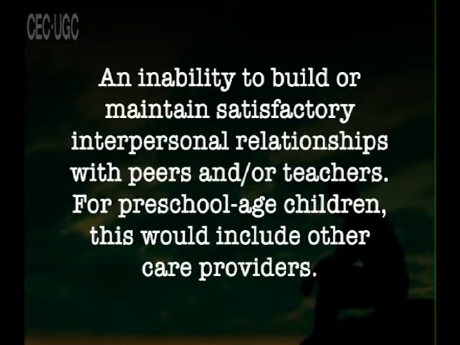As defined by the Individuals with Disabilities Education Act, emotional disturbance includes schizophrenia but does not apply to children who are socially maladjusted unless it is determined that they have an emotional disturbance. An emotional and behavior disorder is an emotional disability characterized by the following: an inability to build or maintain satisfactory interpersonal relationships with peers and or teachers. For preschool age children, this would include other care providers as well.